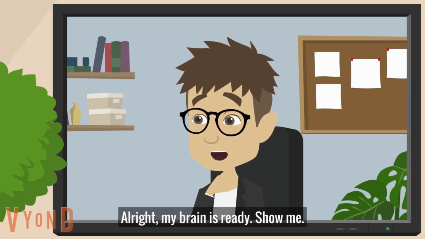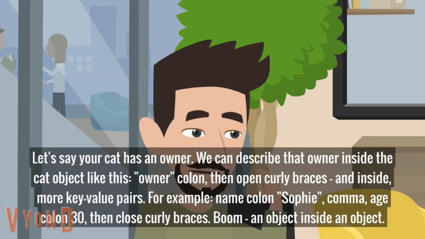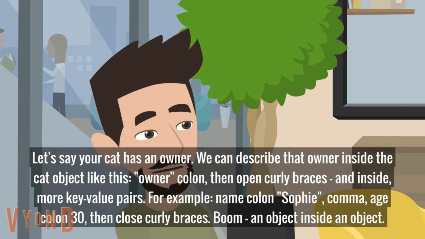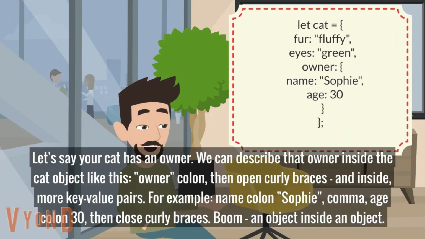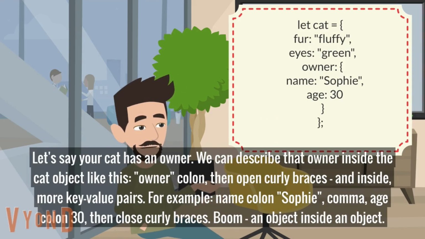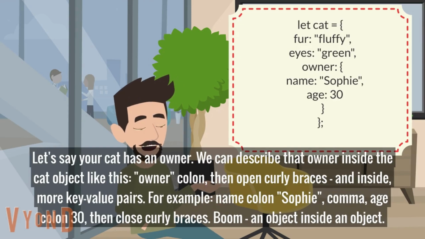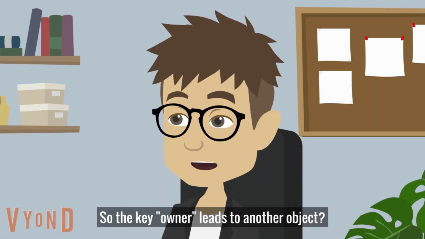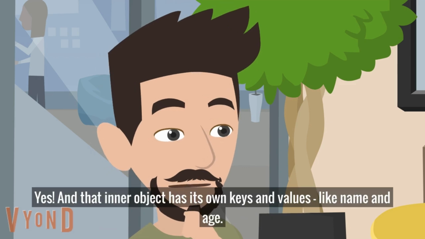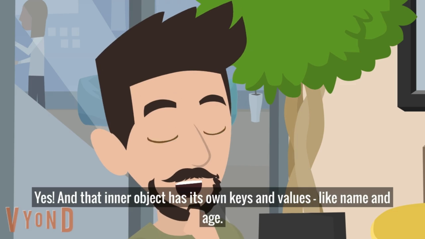All right, my brain is ready. Show me. Let's say your cat has an owner. We can describe that owner inside the cat object like this. Owner, then open curly braces, and inside, more key value pairs. For example, name: Sophie, comma, age: 30, then close curly braces. Boom, an object inside an object. So the key owner leads to another object. Yes, and that inner object has its own keys and values, like name and age.